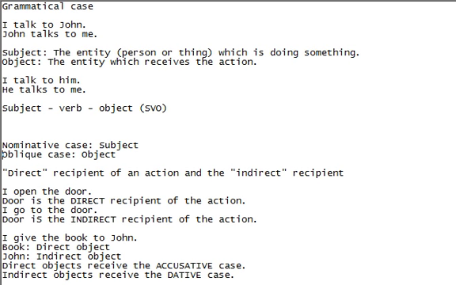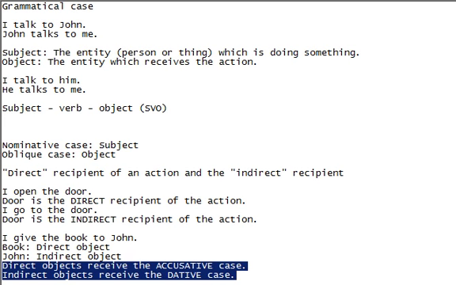But in German and in many other European languages, the oblique case for the object is split into the accusative and the dative case. And so that gives you 4 cases in German. Nominative case for subjects, genitive case for possession, and then the accusative and dative cases for the objects of sentences.